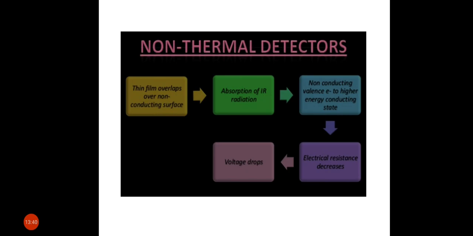Now come to the non-thermal detectors. A non-thermal detector is basically a thin film over a non-conducting surface. They absorb IR radiation, which promotes non-conducting valence electrons to a higher energy conducting state, so electrical resistance decreases and a voltage drop occurs. In this way a non-thermal detector works.